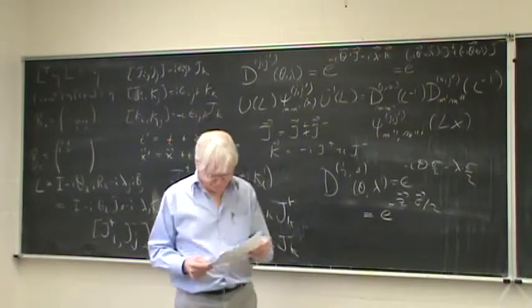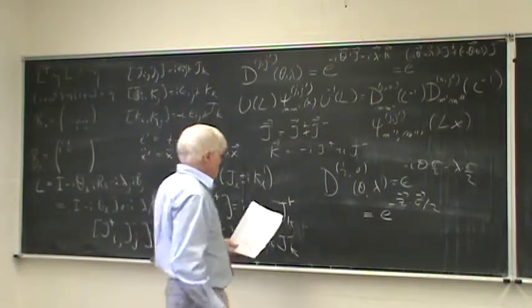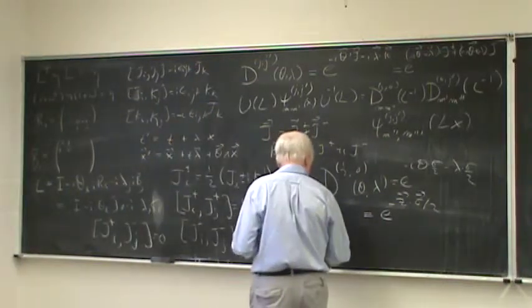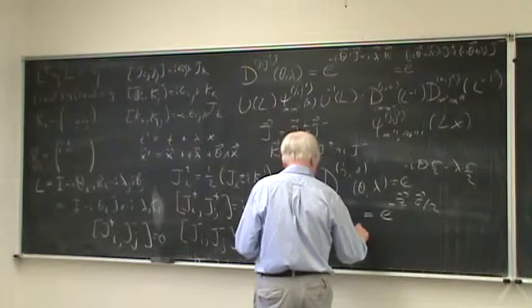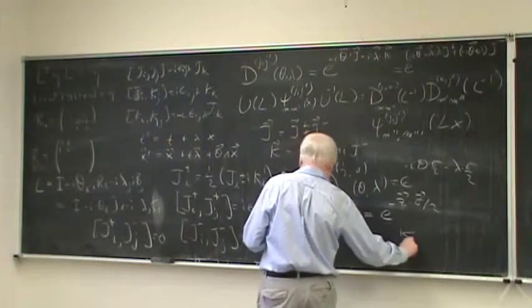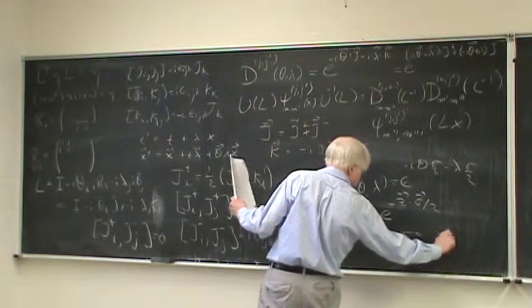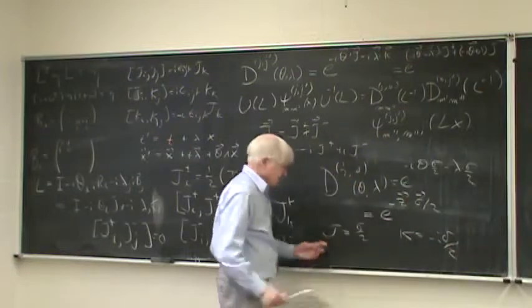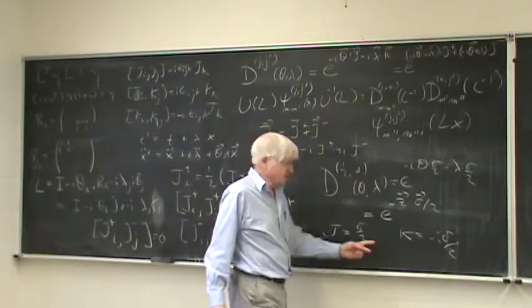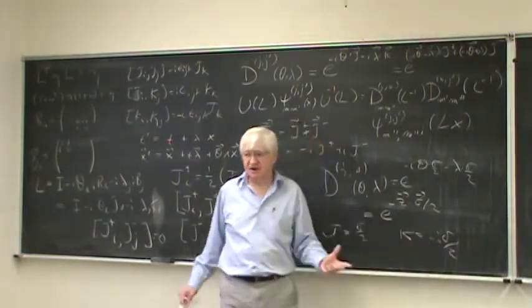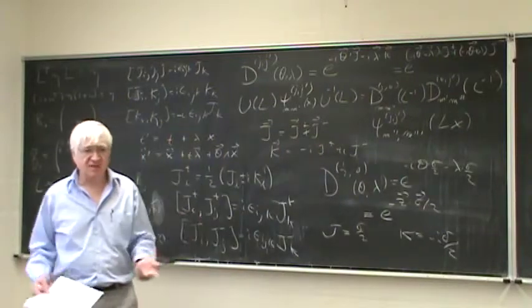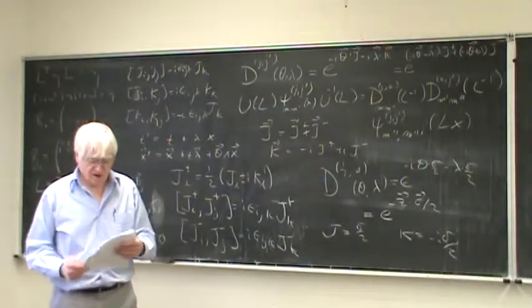And here what we've got is J is sigma over 2, and K is minus i sigma over 2. So you see the generators of rotations are Hermitian, the boost generators are anti-Hermitian, because the sigmas are the Pauli matrices, which are Hermitian.